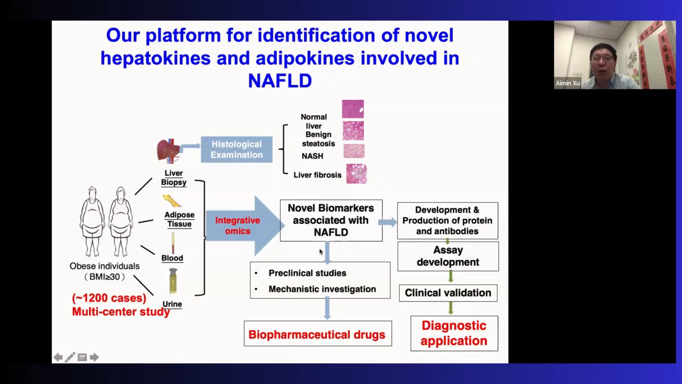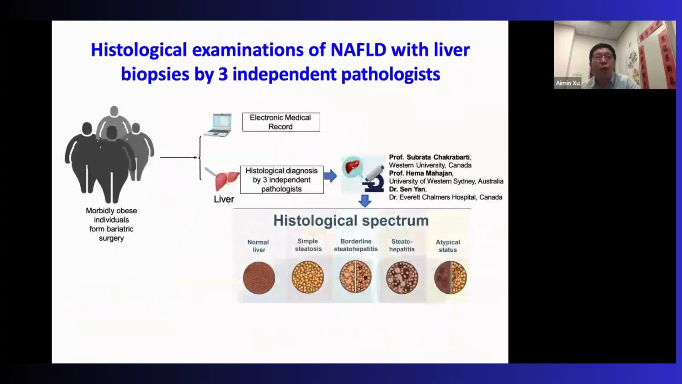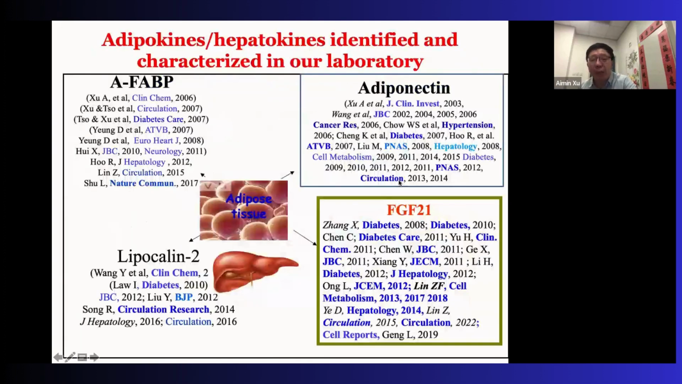And then we conducted a comprehensive mechanistic investigation, clinical studies, and also developed assays for potential diagnostic application. Our fatty liver samples were independently evaluated by 3 experienced pathologists, including 2 from Canada and 1 from Australia. For example, by using this strategy, we have identified or characterized many adipokines and hepatokines that are involved in this obesity-related disease, including this MAFLD.